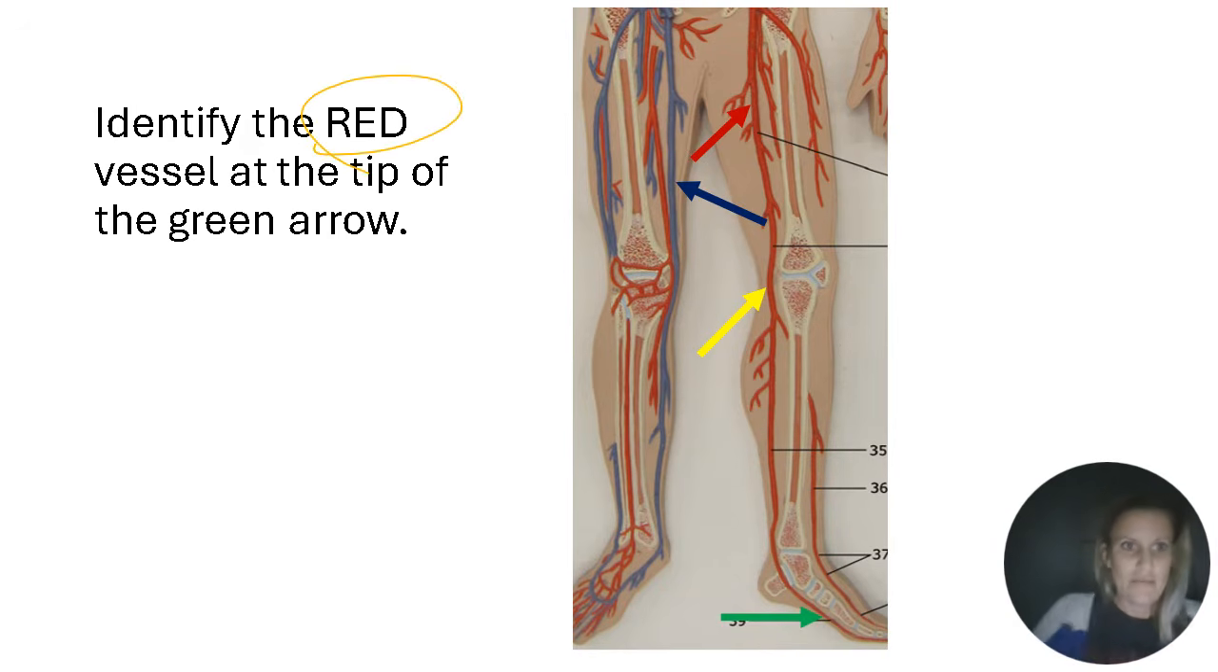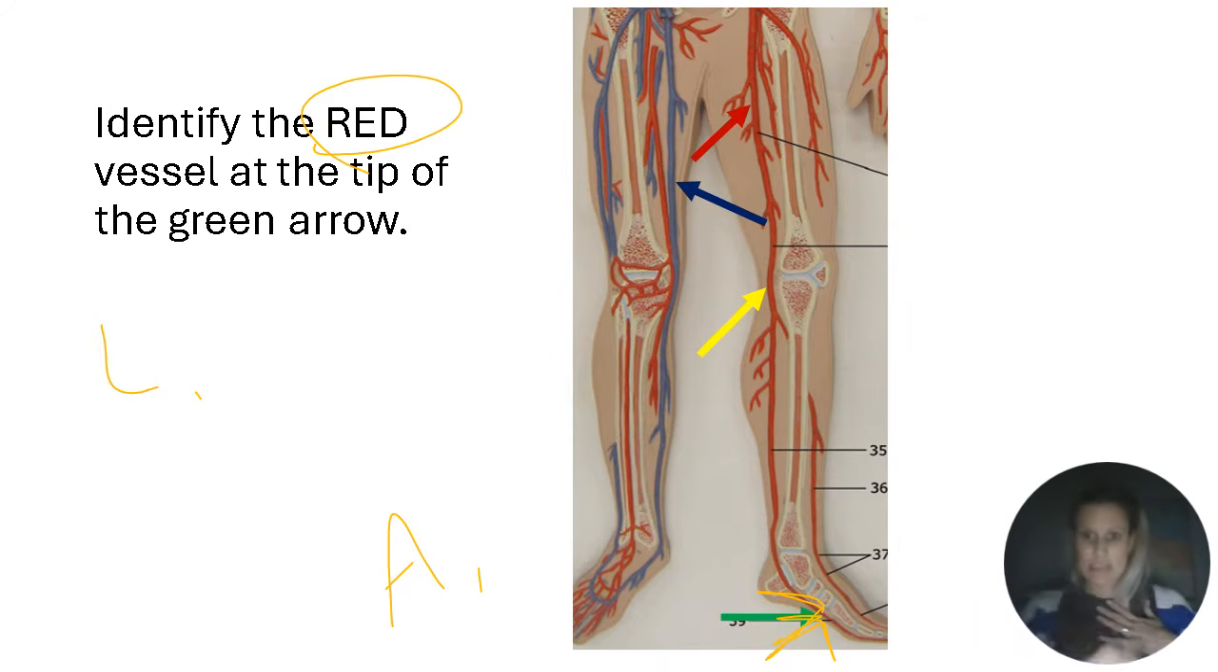Identify the red vessel. We're doing a lot of arteries. Identify the red vessel at the tip of the green arrow. It's a red vessel, so again, it's going to be an artery. The green arrow is pointing right here. That is on the left side, right? Remember, anything in the arms or legs is going to have a left and a right. So it's not my left or right, it's this guy's left and right. So if I put myself in his position, this is his left side, this is his right side. So everything in this left leg would be considered left.